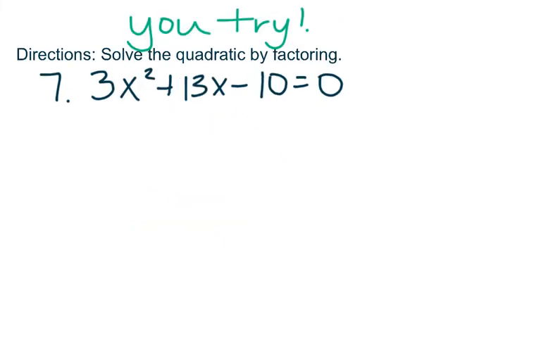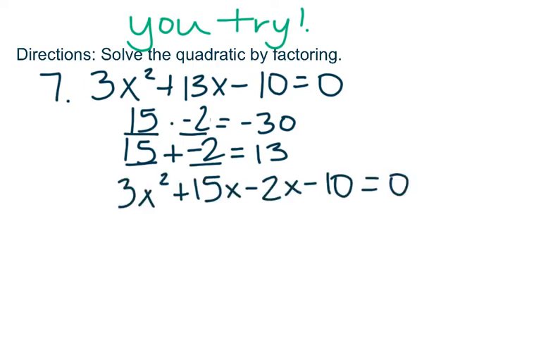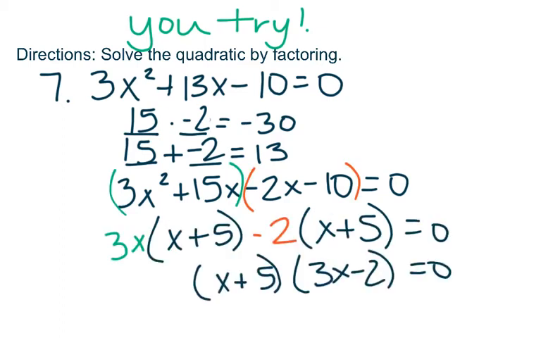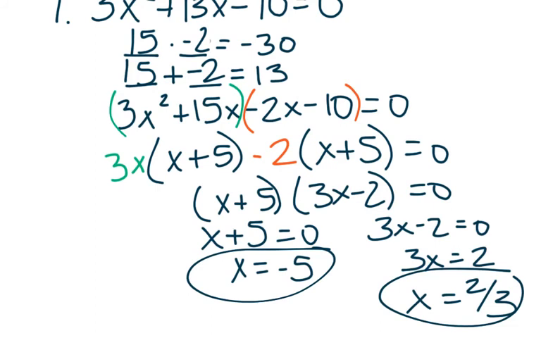Okay, so I want you to try this one. I want you to pause the video and see if you can do it. So pause the video in 1, 2, 3. Okay, so first you gotta find the two numbers. They're 15 and -2. Then you gotta use them to rewrite the middle. Then you're gonna group the first two and the last two, and you're gonna start pulling out GCFs. So I've taken out my GCF, I've gotten my factors, and now I'm gonna set each factor equal to 0 and solve for x. Okay, so you should get x equals -5 and x equals 2/3.